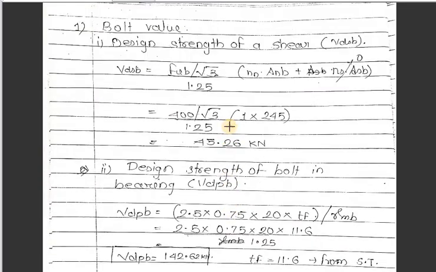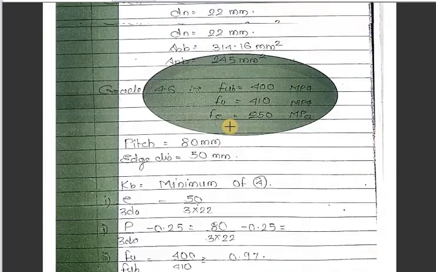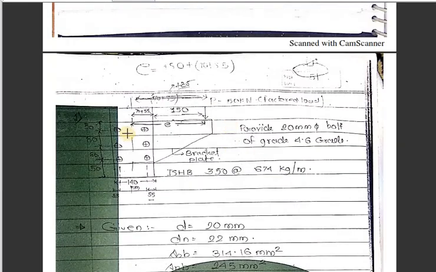Here I have the notes related to the bracket connections. There is a figure given for the bracket connections, which I have already shown you. You should understand the different things which have been given. Here P has been given as 50 kilonewtons.